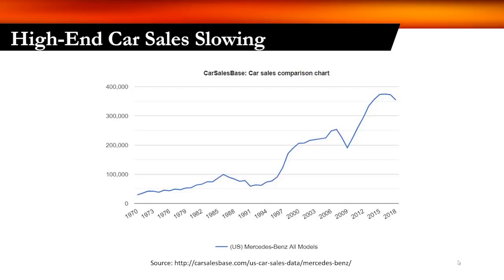Now we see this particular data series has turned down before the last few recessions, and it just turned down again. So we don't really get false signals. We get early signals at times, but it's pretty reliable. When Mercedes is selling fewer expensive cars, there's a stress in the economy.